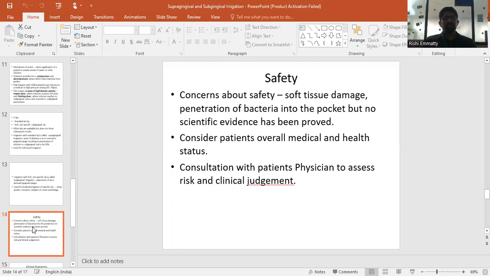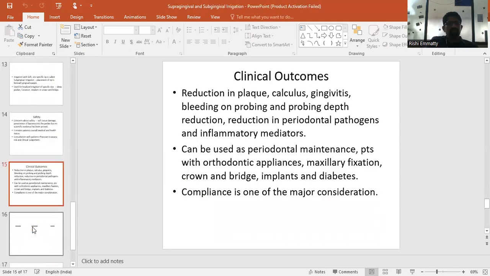But you should always take into consideration the patient's overall medical and health status. If the patient has many other medical issues or systemic illness, don't go for this. Consultation with the patient's physician is a must to assess the risk and clinical judgment. Because many patients will be taking other medications like anticoagulants or for depression or stress. So you have to get the physician's consent before proceeding with further treatment.